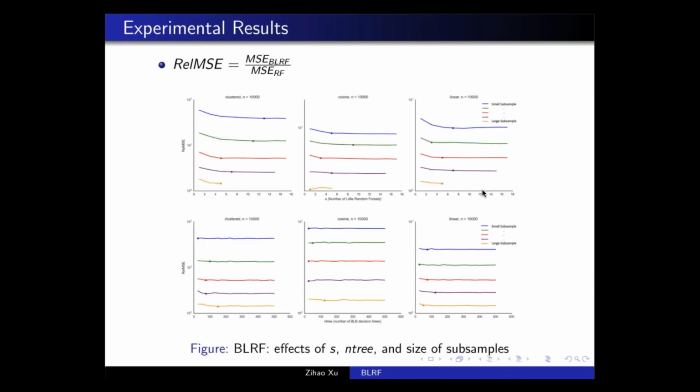And some experimental results. We compute the relative performance of our algorithm over the standard random forest. One big takeaway from this plot is that the larger the subsample, the lower the relative performance, which means our model is performing better. And the more little random forests, the better the algorithm is. But the number of trees within each little random forest doesn't matter that much.